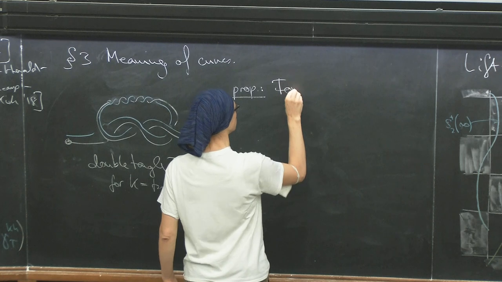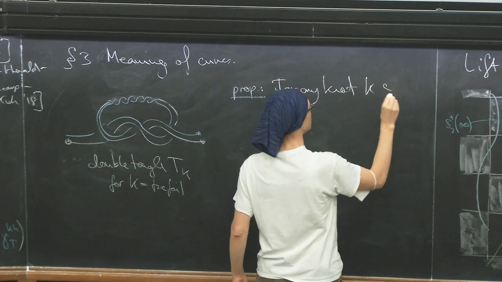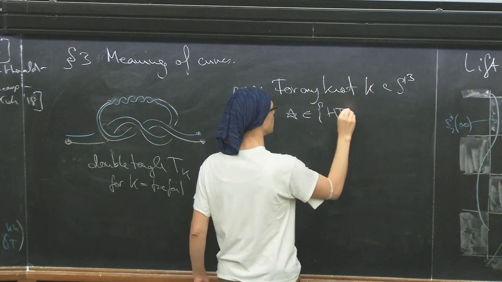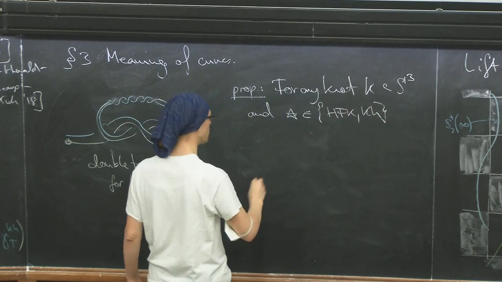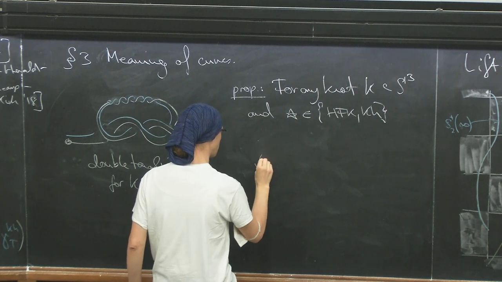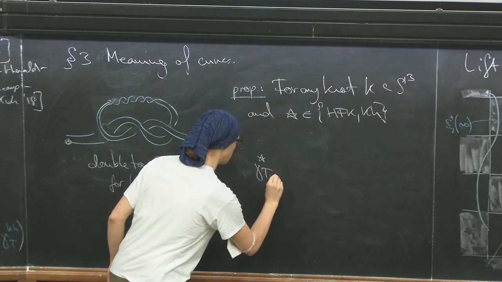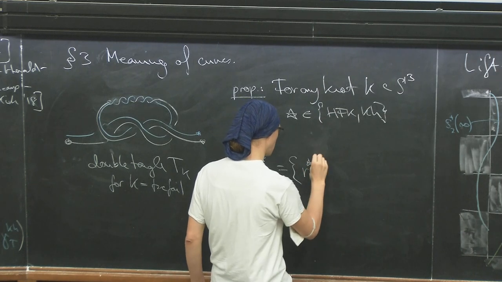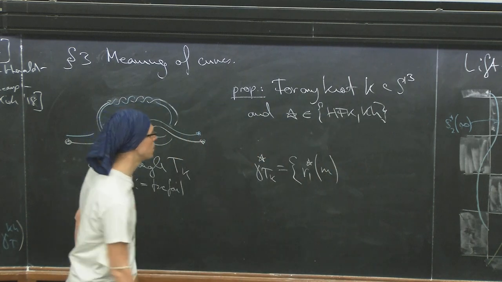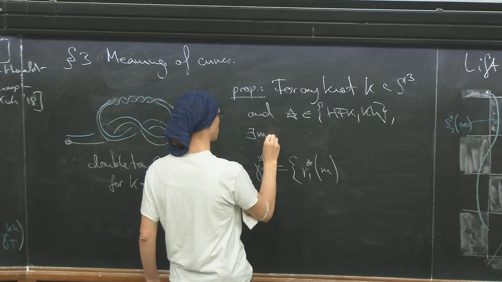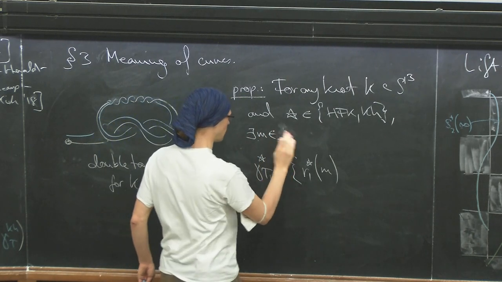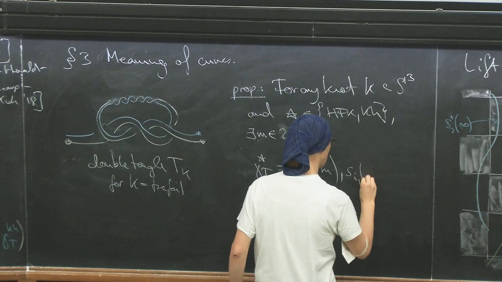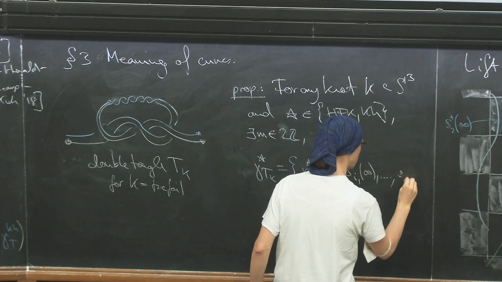So for any knot K in S^3 and star in either HFK or Khovanov, gamma star of T_K contains exactly one rational component of slope 1 and then some integer slope m. So there exists some integer m, which is actually always even. And then all the other components are special components, so maybe SI1, and all of those special components have slope infinity.